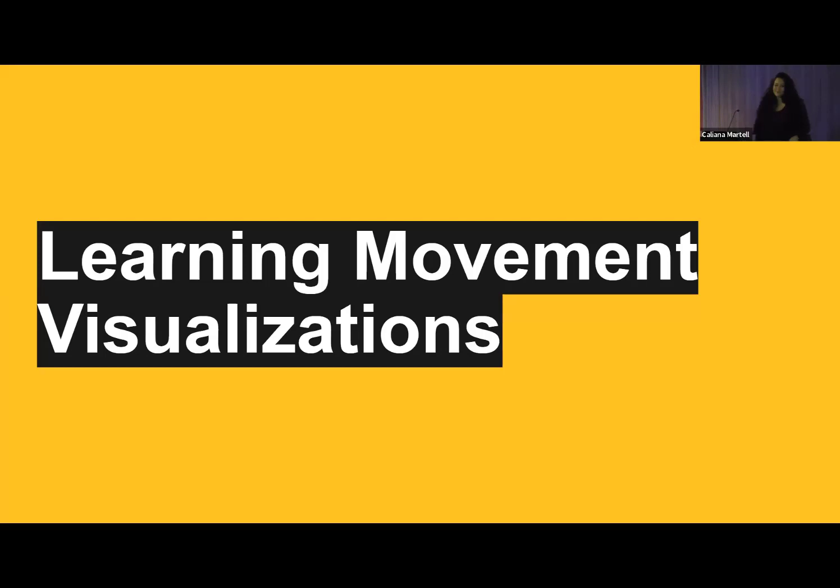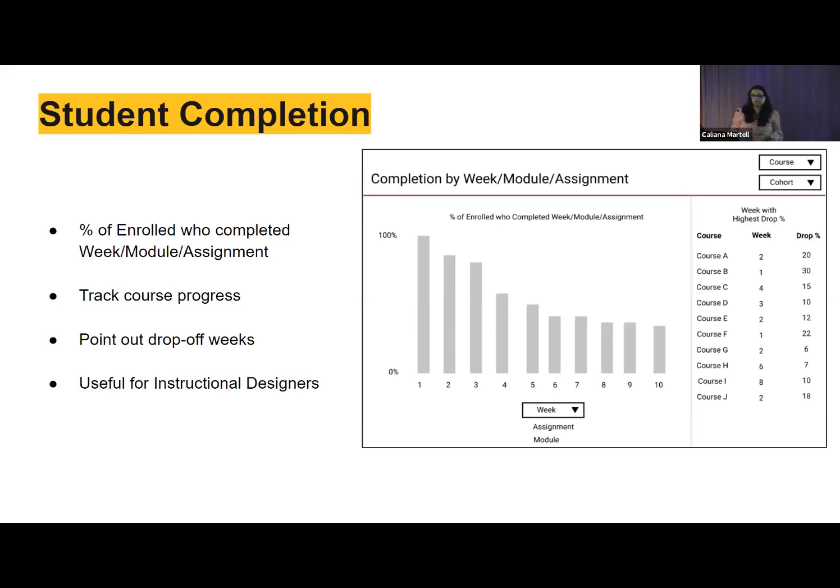So we'll talk a little bit about the learning movement visualizations. There are three main views that we have in this dashboard. The first one would give you the completion and the percentage enrolled by each week, by each assignment, and what the course progress looks like week over week. We would be able to point out how the course progresses, where we can find more drop-off points. And by doing this, we would be able to point out if there's anything that we need to correct in our assignments or in our course that is not helping our learners learn better. This view would be helpful for instructional designers to plan out the course.